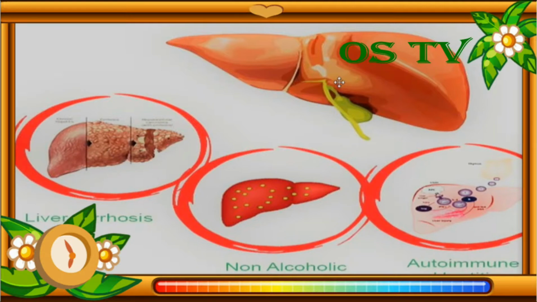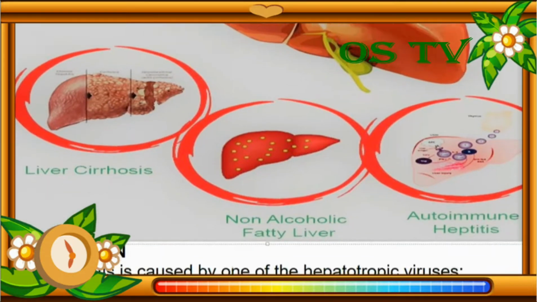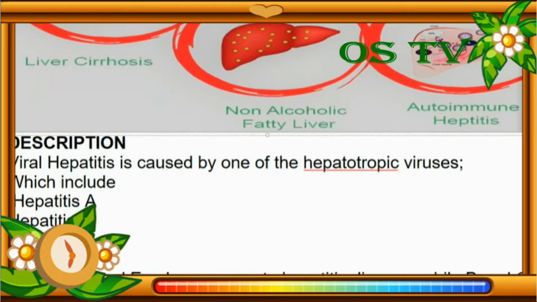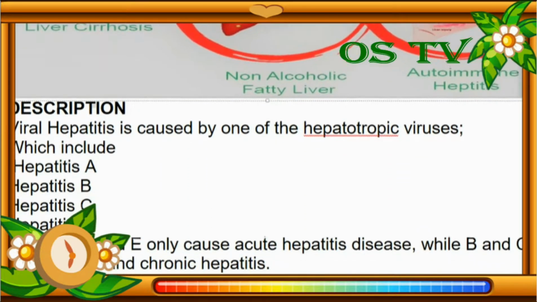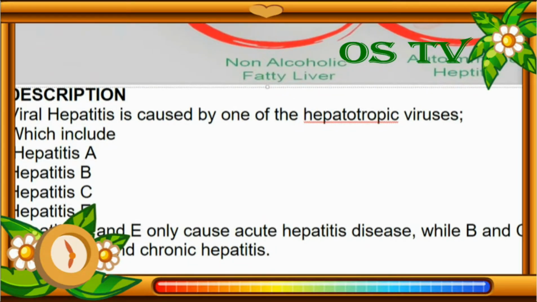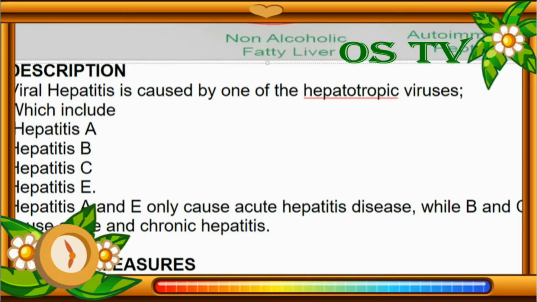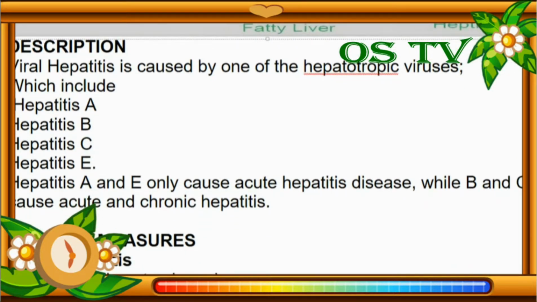This is a normal healthy liver. Now, the description here is that viral hepatitis is caused by one of the hepatotropic viruses, which include hepatitis A, hepatitis B, hepatitis C, and hepatitis E. Hepatitis A and E only cause acute hepatitis, while B and C cause acute and chronic hepatitis.